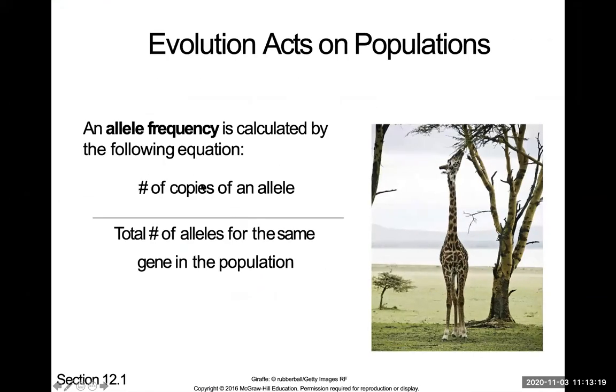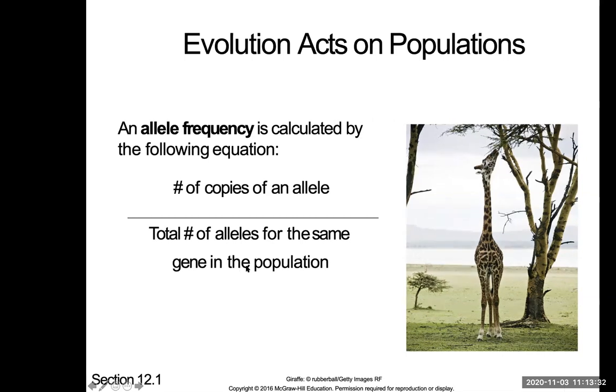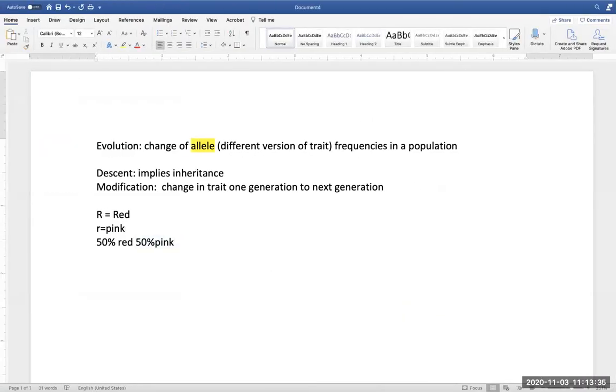This is important because this is how you calculate the allele frequencies: the number of copies of an allele divided by the total number of alleles for the same gene in the population. So let's say we have a flower population of 100. The population size is 100, and there are two possible alleles, red and pink.